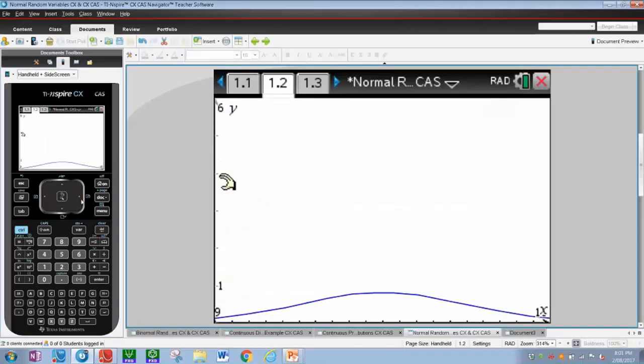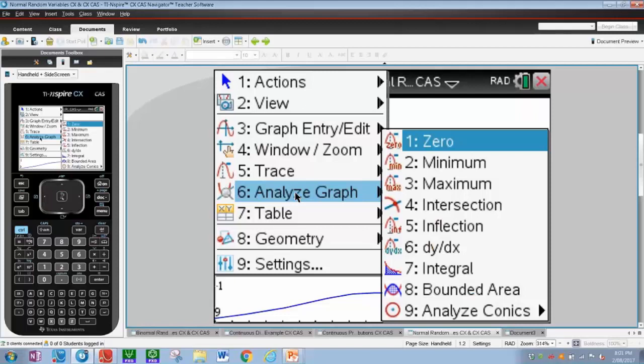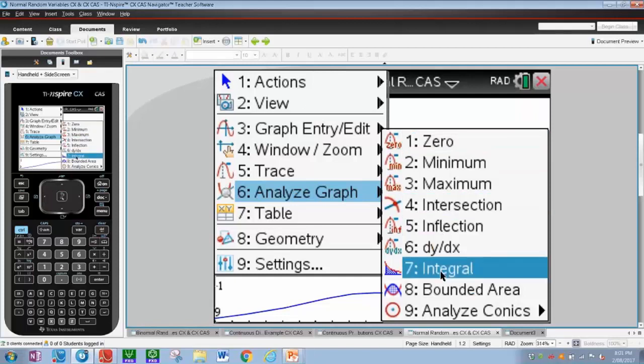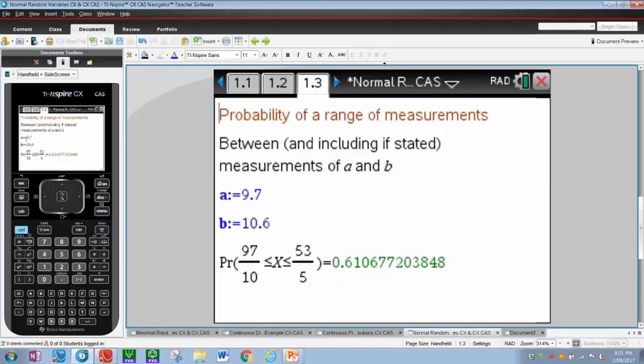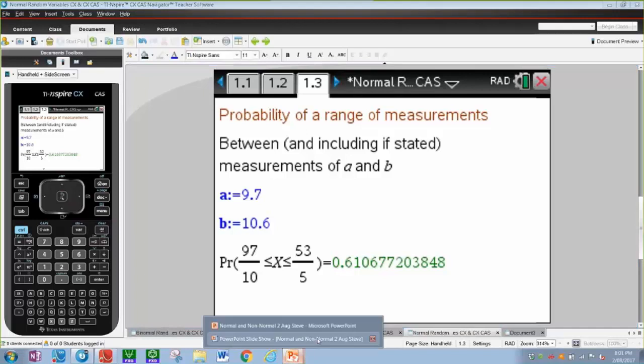And again, as we take a tour through this page, it shows you the actual graph of the distribution. I guess it will make sense when you start finding areas under that, such as menu, analyze graph, and we can do an integral, and we can choose 2 random x values and get a probability that way. You can even type in the x values if you'd like, and then we can do different ranges of measurements.